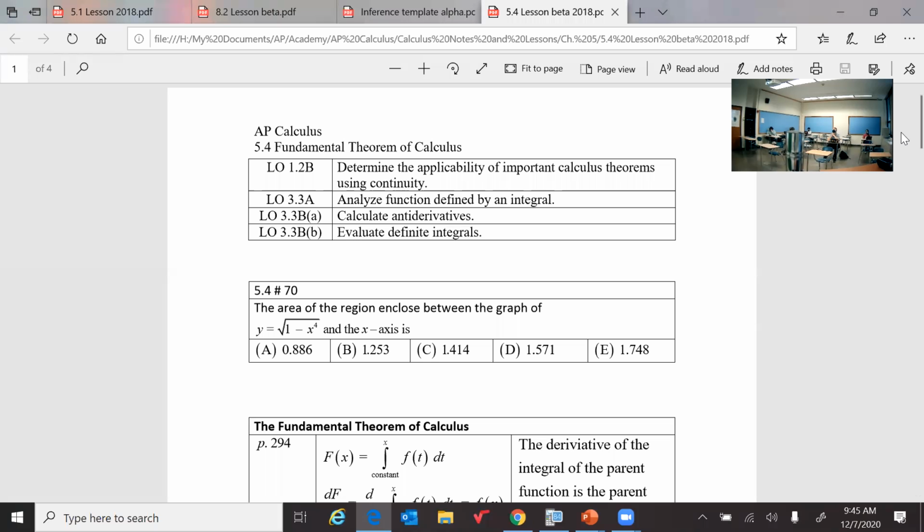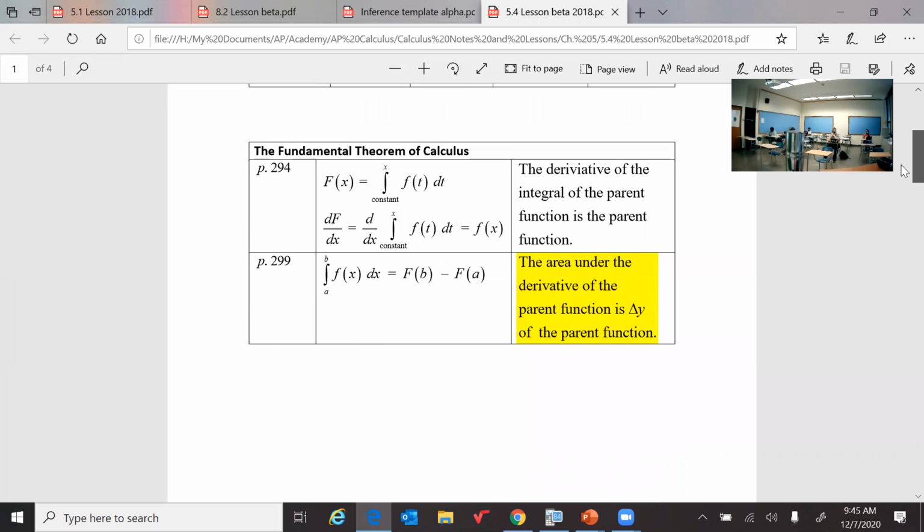This is the beta lesson for 5-4. So, the fundamental theorem of calculus. This is the alpha lesson. In your textbook, page 294.